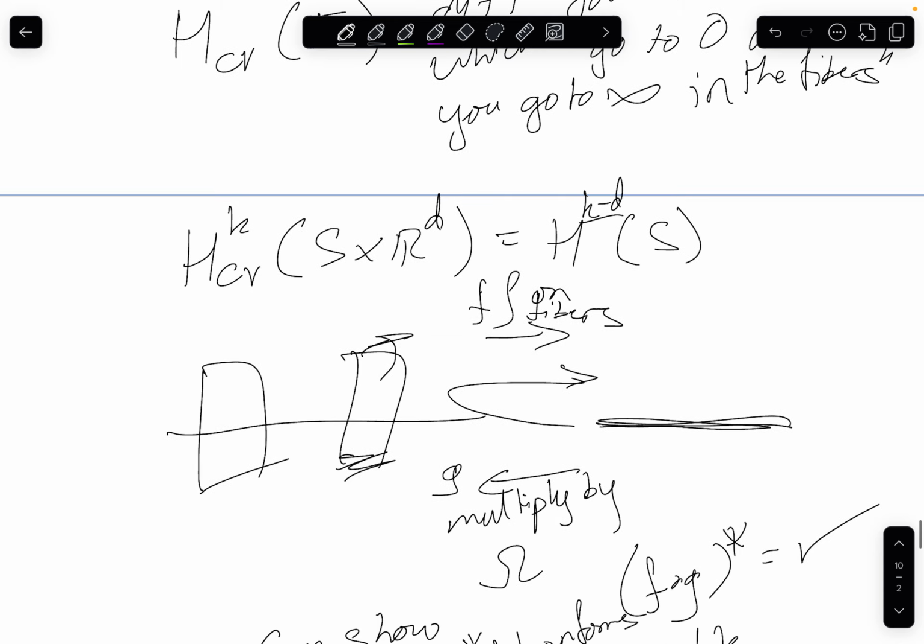So what that amounts to saying is that if you compose these two maps in either direction, you're going to get the identity map on cohomology, and so these two maps form an isomorphism between these two spaces. Okay, so how do we finish our proof now?